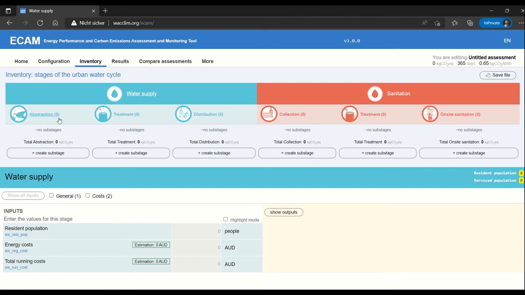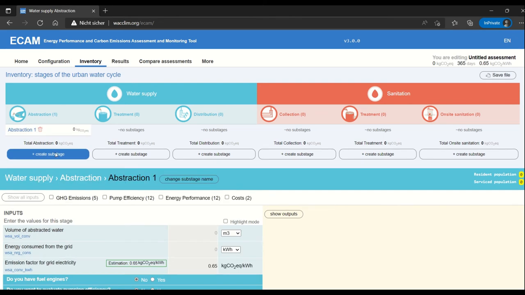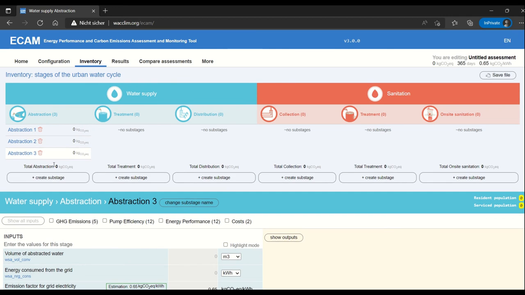Then, in order to enter information about a stage, you actually create a substage. So it's not possible to enter specific information about, for example, abstraction, until you've created an abstraction substage. You can also create multiple substages. This basically means that there are then processes that are happening in parallel. So this would be three different abstraction systems, and you can then enter data that's different about each of them.